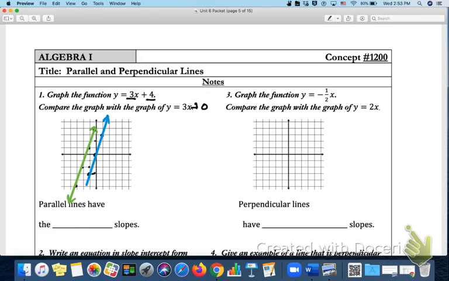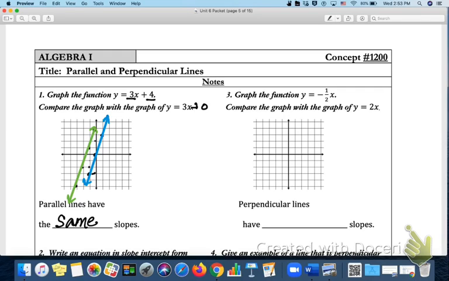These two lines are parallel. If you look at those two equations, the thing that they have in common is their slope. You will have parallel lines when you have the same slope. They will never intersect if the slope is the same. Let's look at this next example.